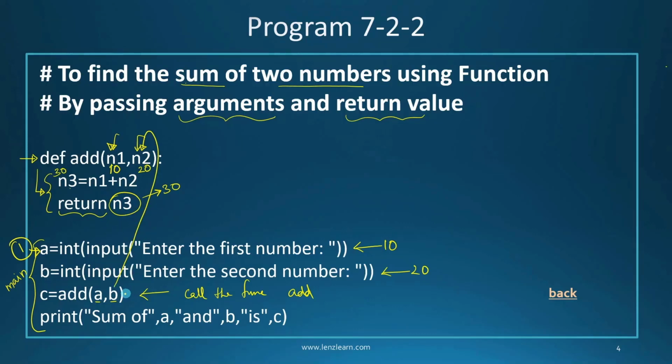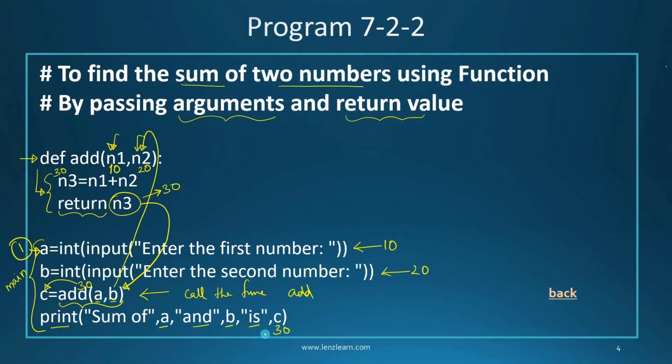So you can see this is where the function call is. So this return statement will push the control back to here. Right, so this entire part add(A, B) now evaluates to 30 because that is the value returned from this function. So 30 will be stored into variable C. So now I will print sum of 10 and 20 is 30.